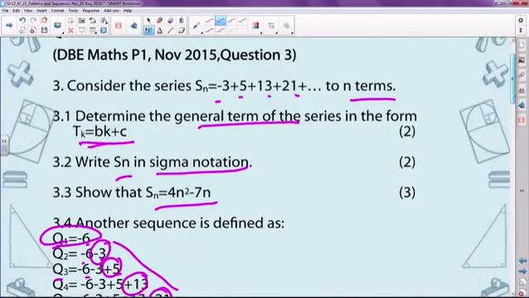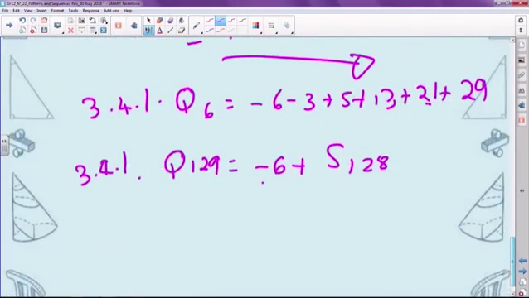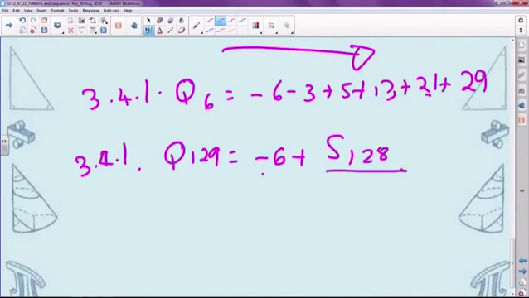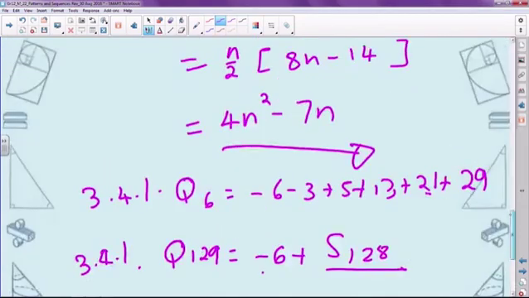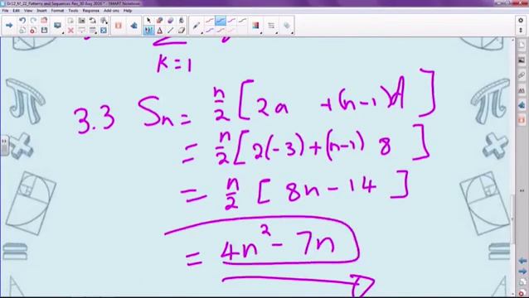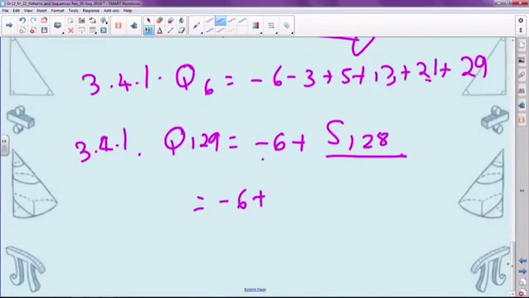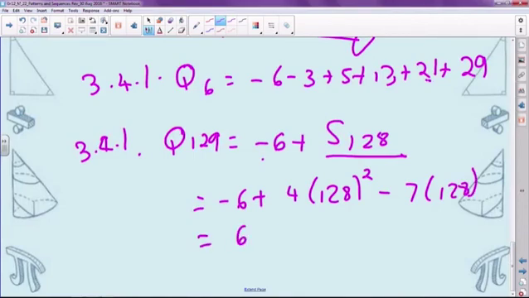So I'm simply going to add minus 6 to the sum of 128 terms of that original sequence. So it's going to be minus 6 plus, remember, we've worked out that the general sum for the sequence is 4n squared minus 7n. So it's going to be minus 6 plus 4 times 128 squared minus 7 times 128. Plug that into your calculator and you'll get 64,634.